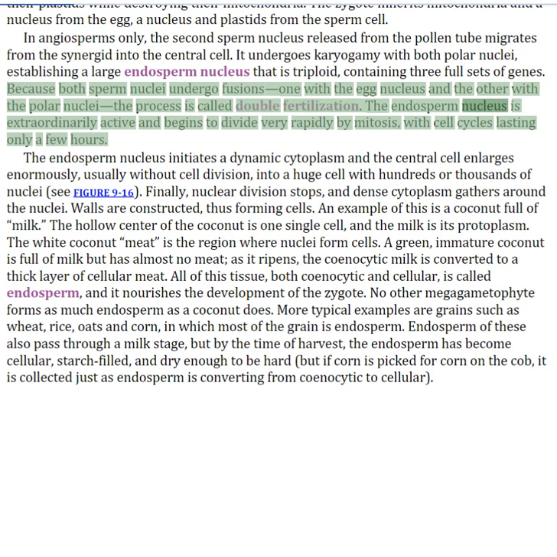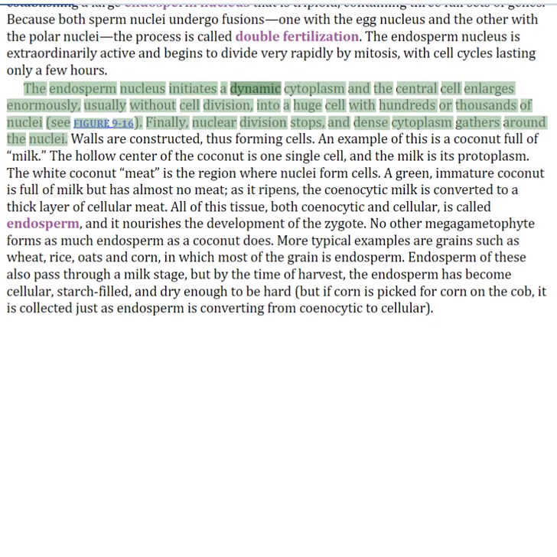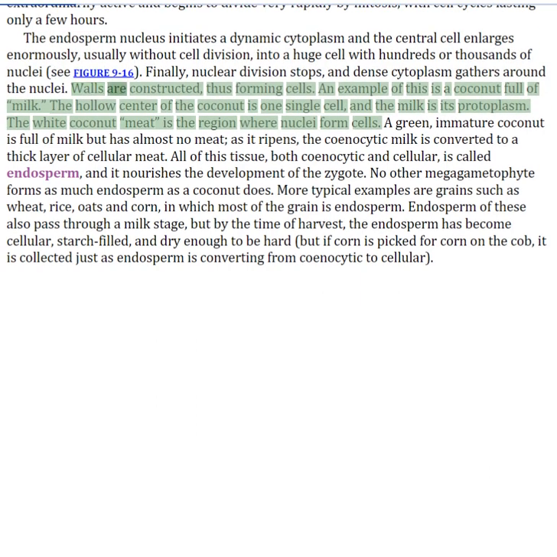The endosperm nucleus is extraordinarily active and begins to divide very rapidly by mitosis, with cell cycles lasting only a few hours. The endosperm nucleus initiates a dynamic cytoplasm and the central cell enlarges enormously, usually without cell division, into a huge cell with hundreds or thousands of nuclei. Finally, nuclear division stops, and dense cytoplasm gathers around the nuclei. Walls are constructed, thus forming cells.